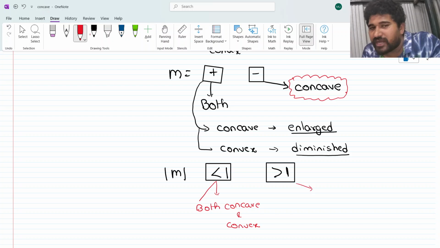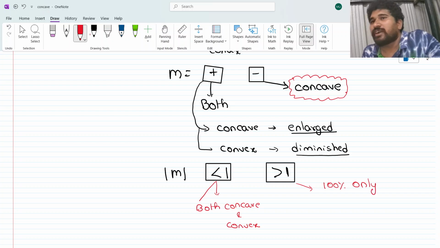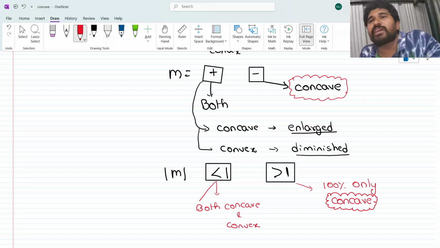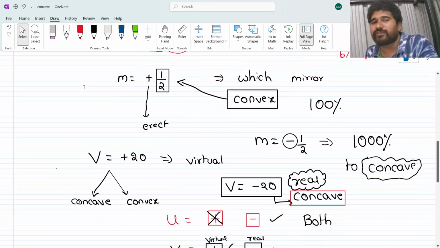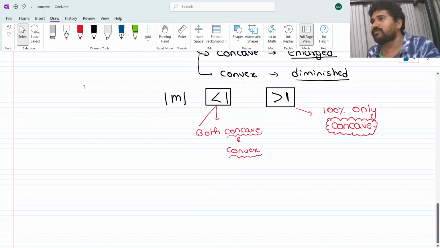Greater than 1, 100% only concave. Is that clear? Understand? Clear? Yes, but less than 1 can be formed by concave as well as convex. If you get this kind of understanding, you can do any kind of problem.